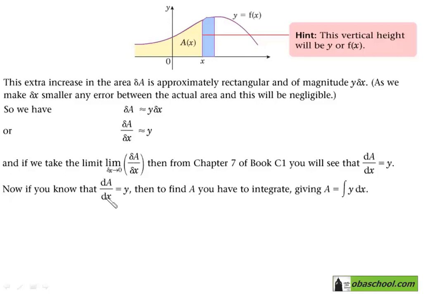So we can say the following. Delta A, if we cross multiply, will be y times dx. So to know the exact value of the area, we integrate both sides, and this will result in A is the integral of y dx. This is important for the application.